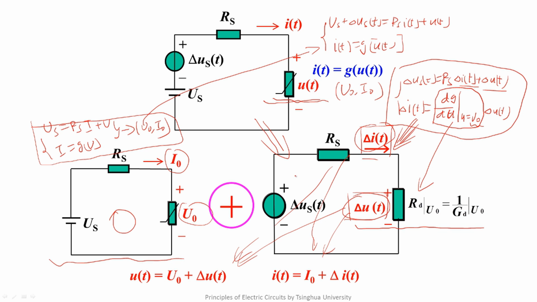Compare this circuit and the original circuit. They have the same topology. The only change is that each component's parameter may be changed. It does not have to be changed. There's no change for the linear resistance. The source has been changed. The nonlinear resistance has been changed to a certain value. Next, based on this idea, we will discuss the change for each component in a small signal circuit.